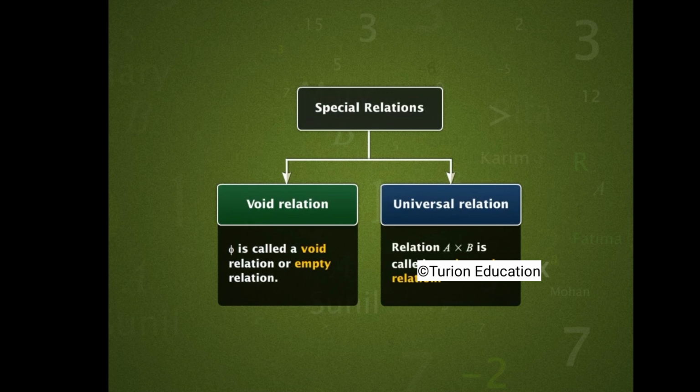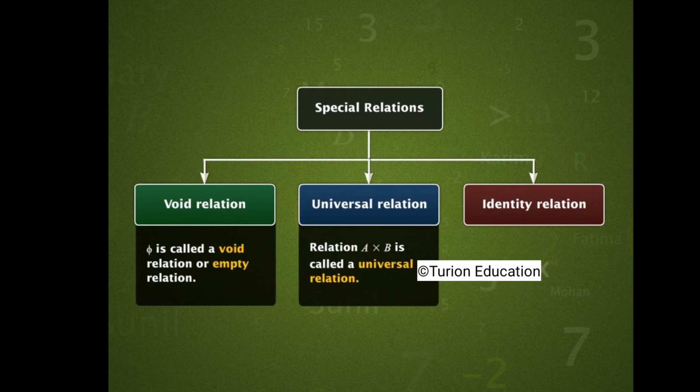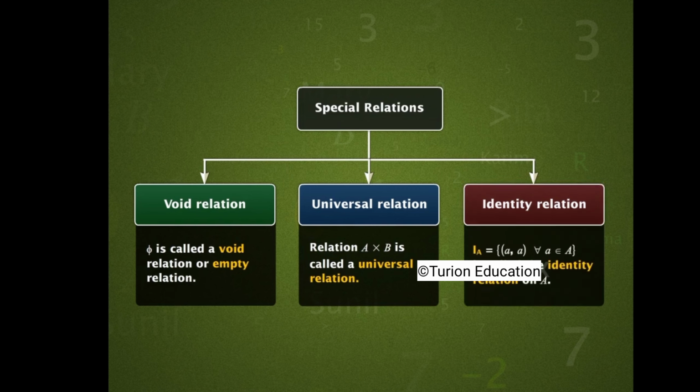Next, the entire set A cross B is called the universal relation. In this relation, every element of set A is related to every element of set B. There is one more special relation from a non-empty set to another non-empty set known as the identity relation. If every element of a non-empty set A is related to itself, the relation is called the identity relation on A and is usually denoted by I_A.